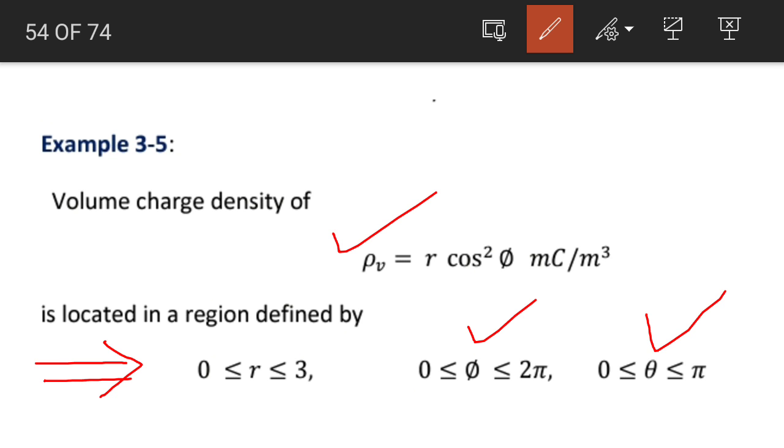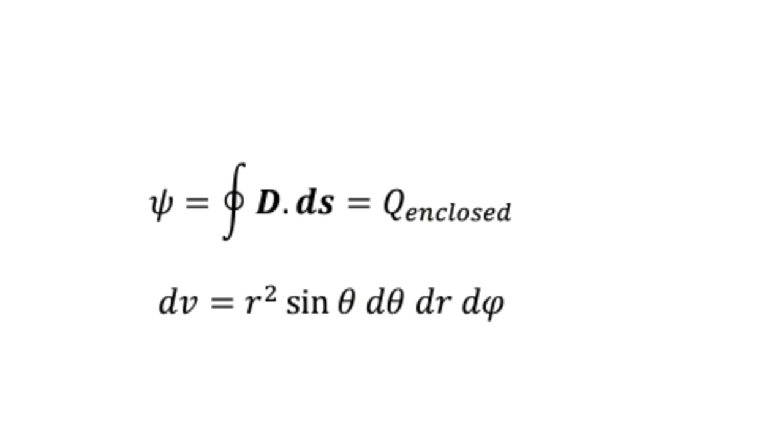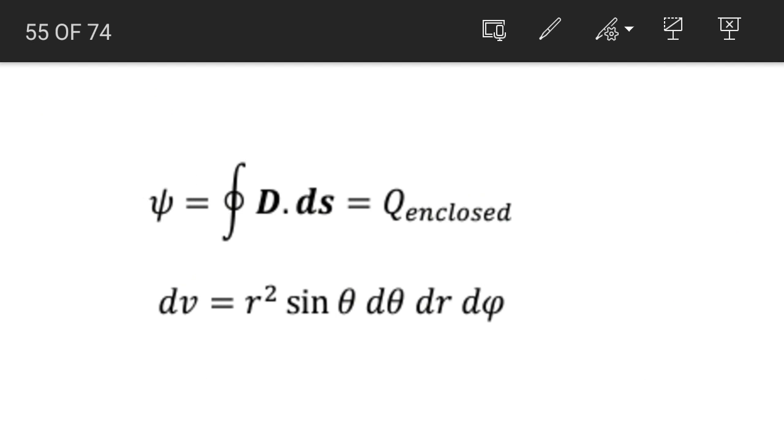So we need to calculate the charge inside this sphere of radius 3, and according to Gauss law, the charge inside this sphere will be equal to the flux passing through the sphere in the outward direction. Gauss law states that the charge enclosed by the closed surface will be equal to the flux passing through this closed surface in the outward direction.